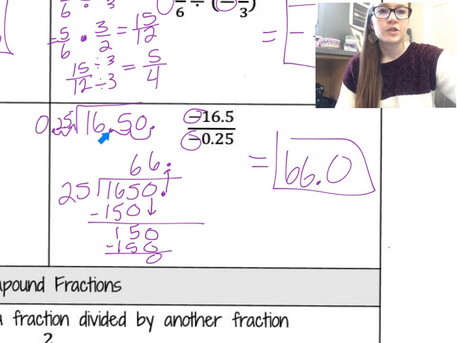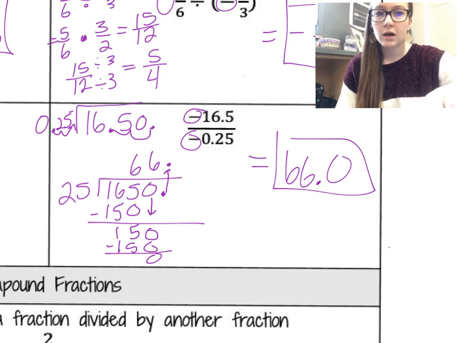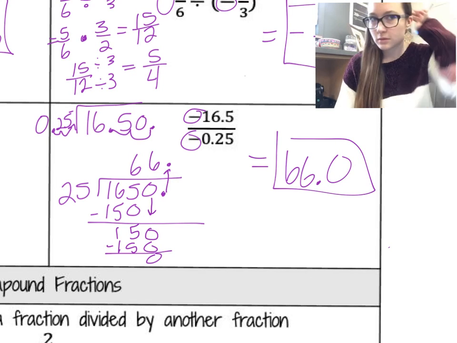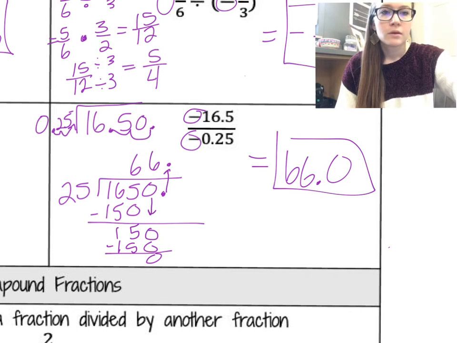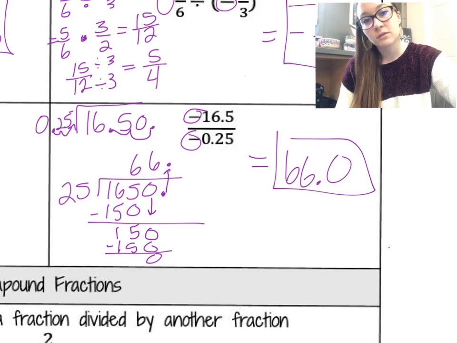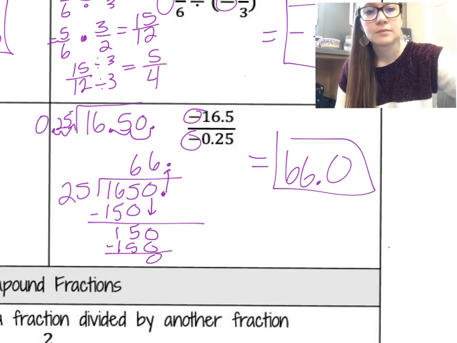So we took our original problem. I had to move the decimal point out of the divisor, so the number on the outside. And I had to match that on the inside in the dividend. Okay, so then it became this, and then I found that it was 66. And a negative divided by a negative, they're the same sign, so my answer is positive.